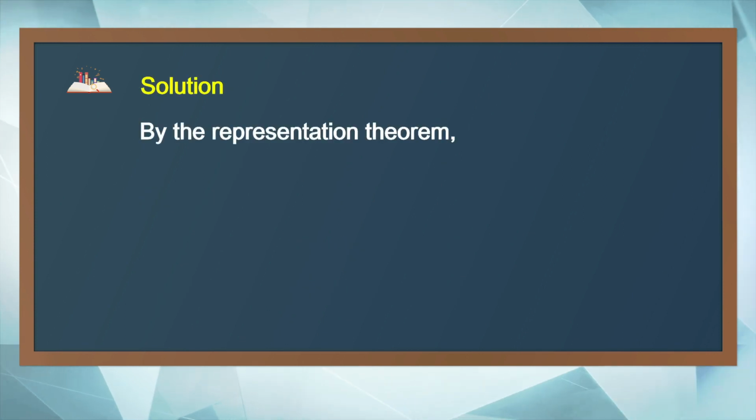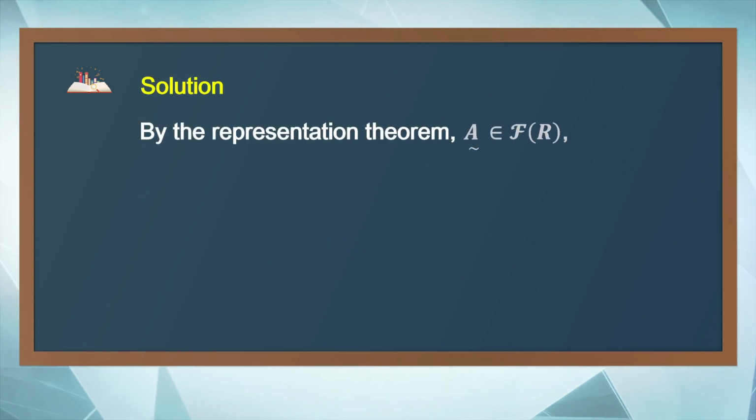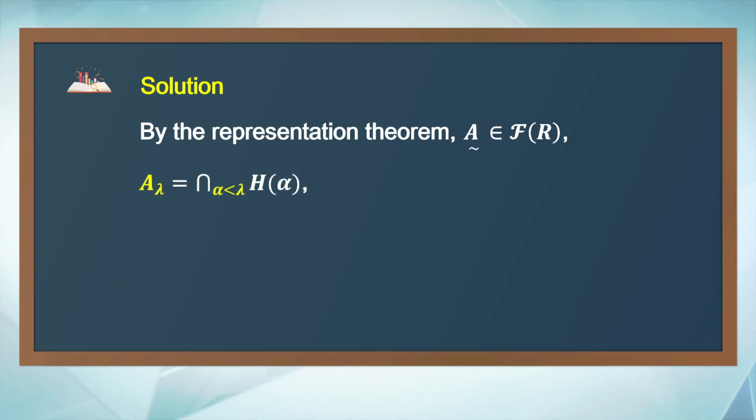By the representation theorem, we have A is a fuzzy set in the set of real numbers R. It would be a little difficult to solve the problem directly, but we will try to find the kernel of A and the support of A. First, let's find the kernel of A. That is the cut of A at level 1.